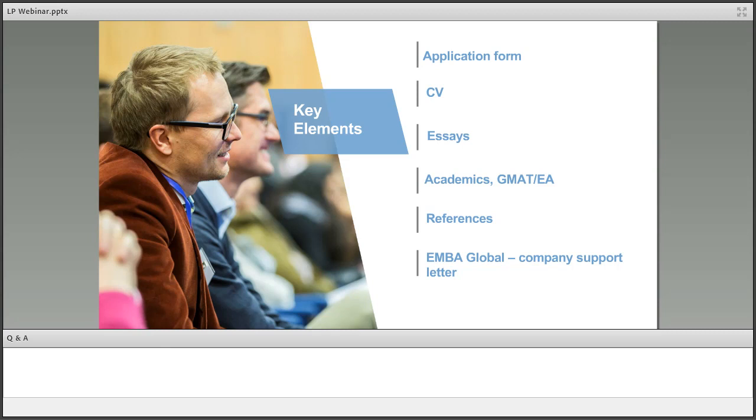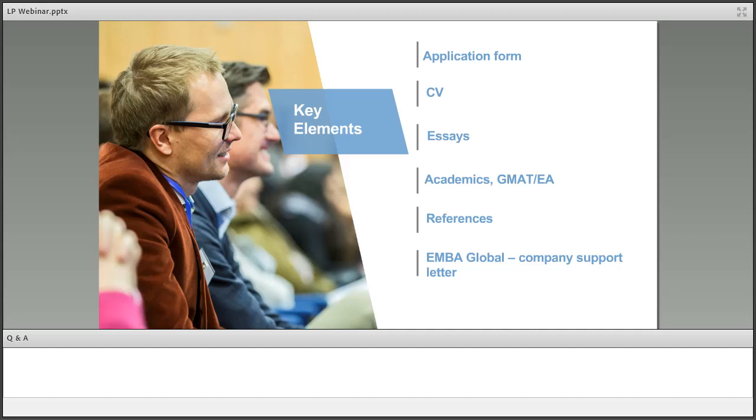And the fourth thing is academics and GMAT and EA. So academics is undergraduate transcripts, postgraduate transcripts, and any other professional qualifications that you have. If you did your undergraduate in a different language and the certificate is in a different language, we will need a qualified individual to translate that for us. In terms of the GMAT and the EA, it is a requirement. Unfortunately, we cannot waive it.